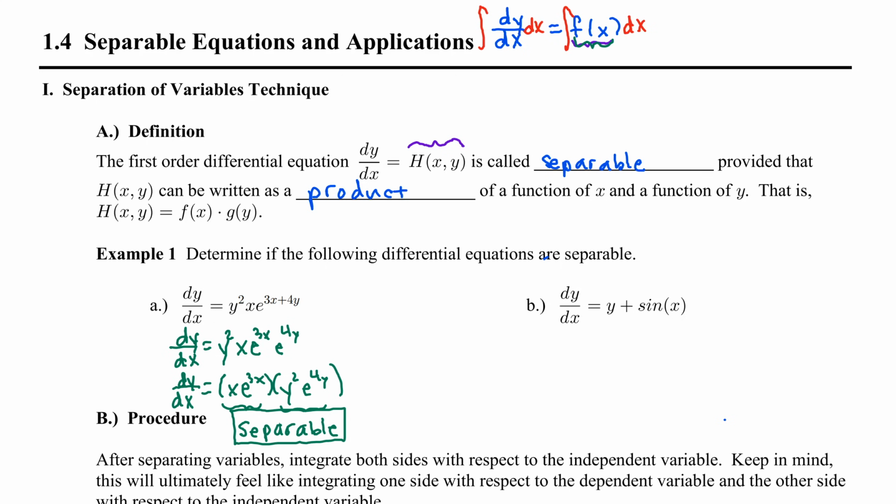Let's look at example B. We have dy over dx equals y plus sine of x. Clearly, our dependent variable is the usual y, and our independent variable here is x. On the right side, we have the sum of a function of y and a function of x. We cannot express this as a product. This means this particular differential equation is not separable. That does not mean that it's not solvable. It simply means that we can't solve it by the process that we're going to learn in this section.